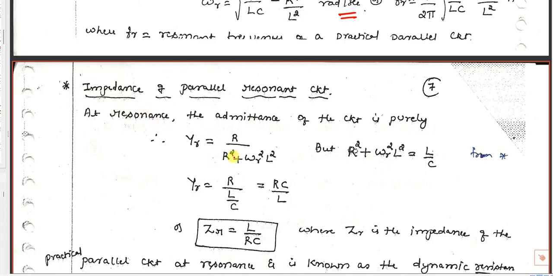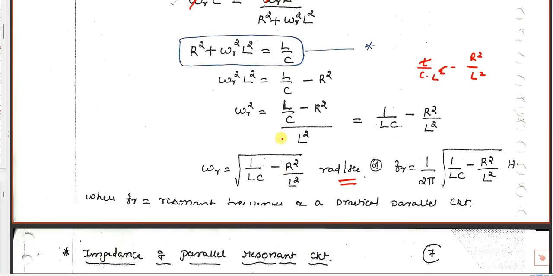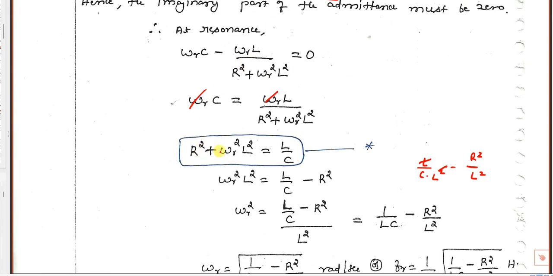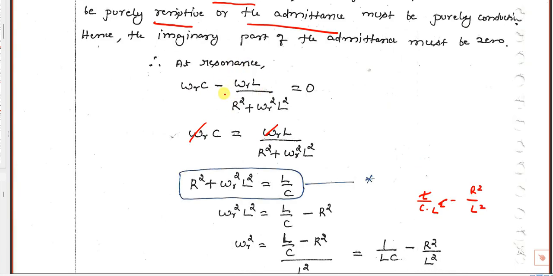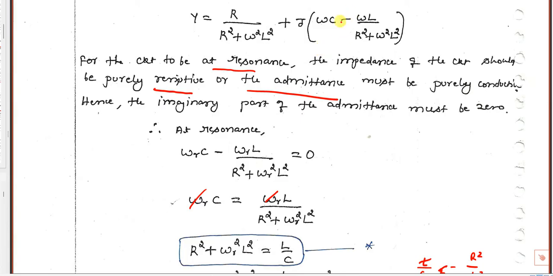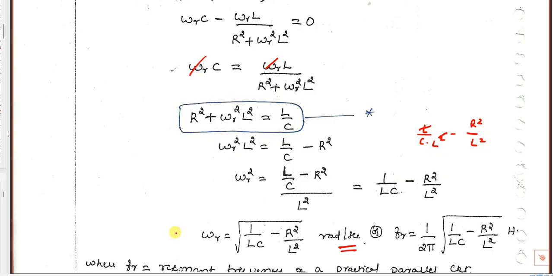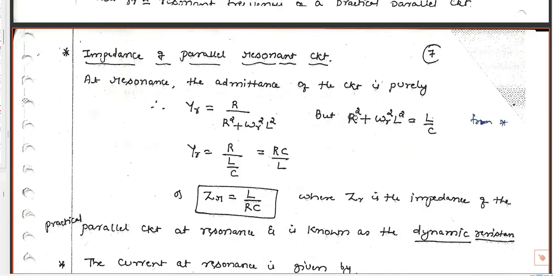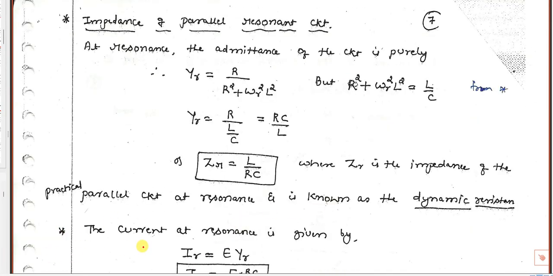So YR is equal to R by R square plus omega R square L square. But R square plus omega R square L square is equal to L by C. This we got from this. If we equate this part to 0, we get R square plus omega R square L square is L by C. So if you substitute L by C for R square plus omega R square L square, we will get YR is equal to RC by L.